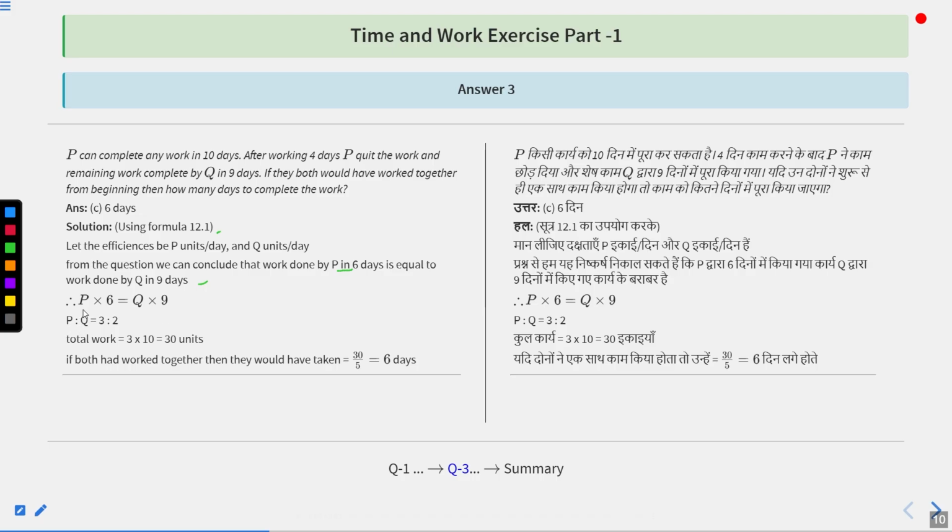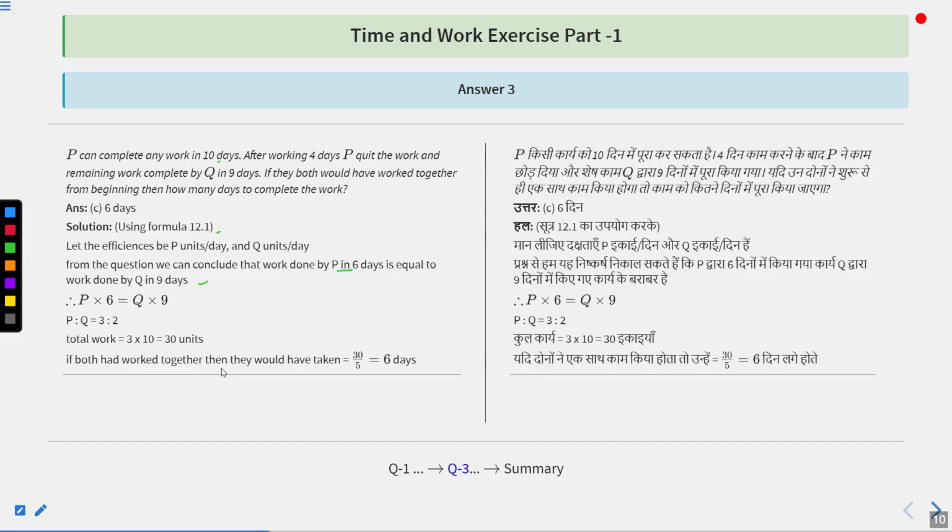From here, we get the ratio of efficiencies of P and Q, that is 9 upon 6, or you can say 3:2. Total work is how much? 3 into 10, because P can complete in 10 days, and efficiency of P from here is 3 units. So 3 into 10 is 30 units is the total work.